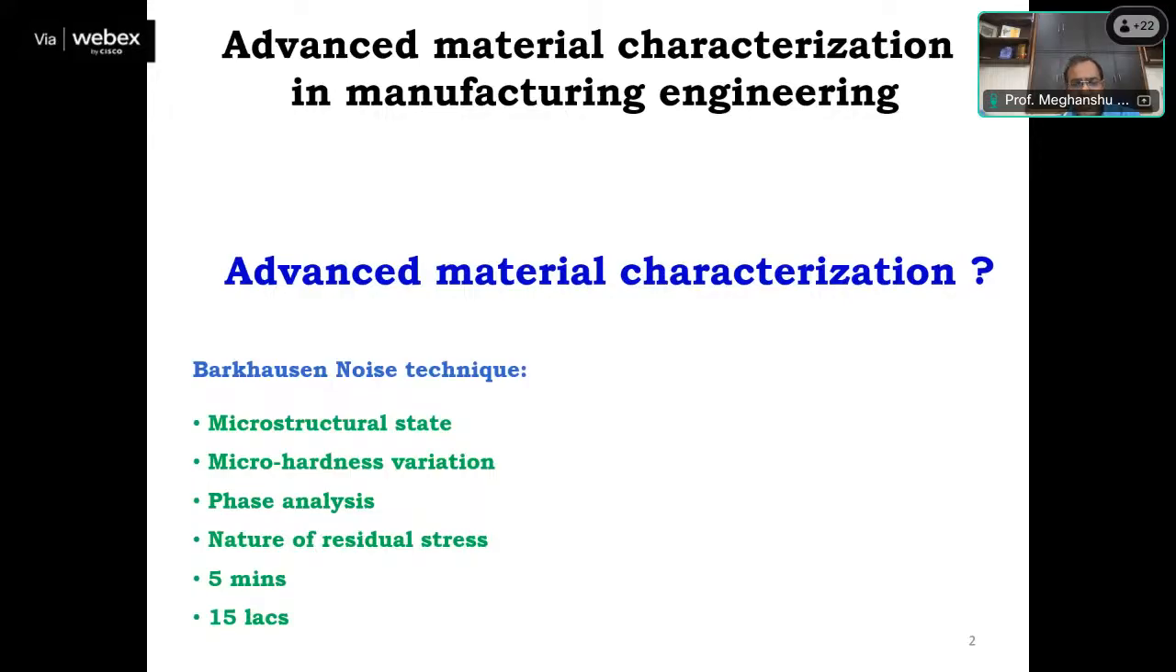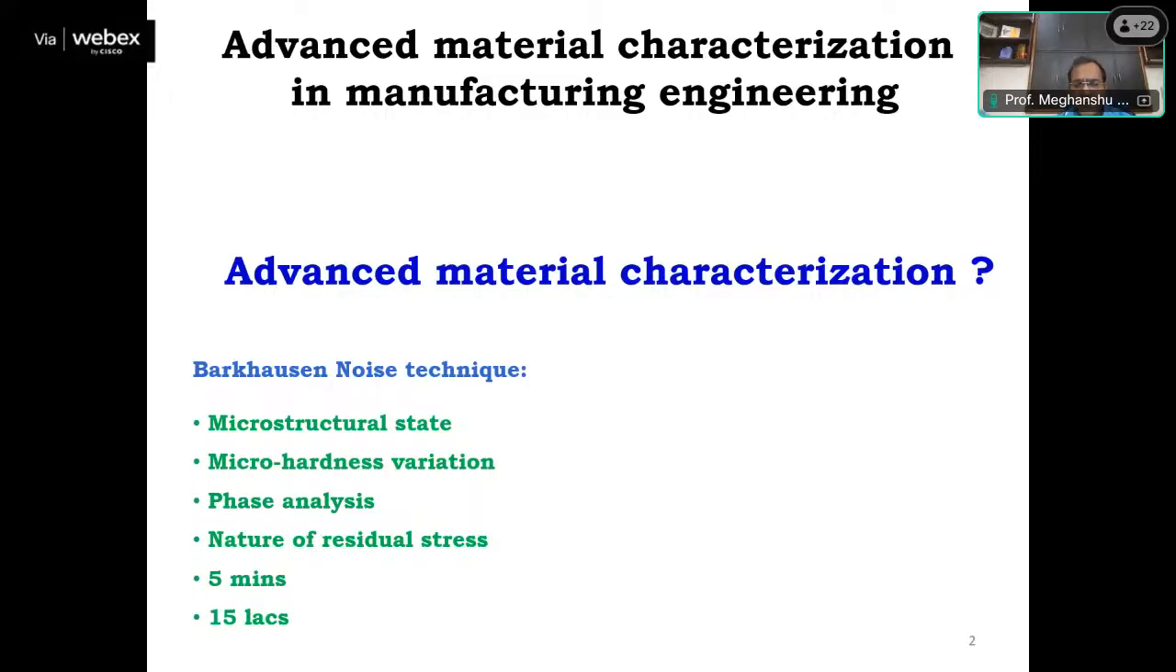And this residual stress can be compressive in nature or it can be tensile in nature. So the nature of residual stress is very important in a manufactured component, which we will see in coming slides. The most important is the time of analysis. In the conventional technique it is more than 2 hours, but if we go for this smart characterization technique, then the time taken is 5 minutes only.